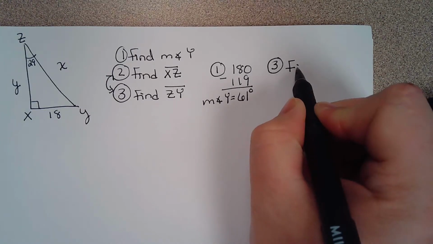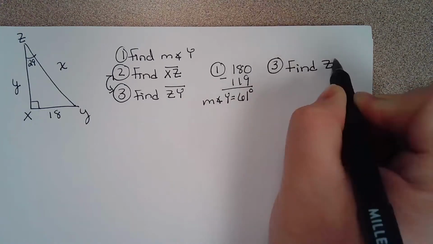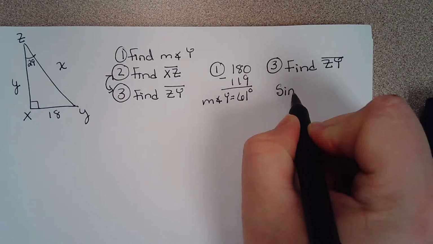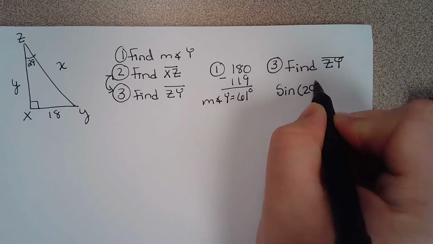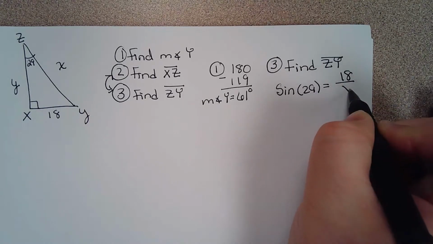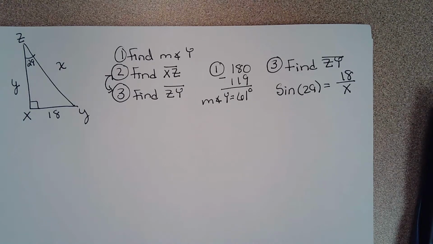So find zy first. Well, this shouldn't be too difficult because you're going to use sine. So sine 29 equals, the opposite is 18. We do not know the hypotenuse, which is x. The reason why we had to do sine before cosine is because cosine would have 2 variables in it, because we are missing not only the adjacent, but also the hypotenuse. So that's why we had to do sine first, because we have the opposite, we just don't have the hypotenuse.